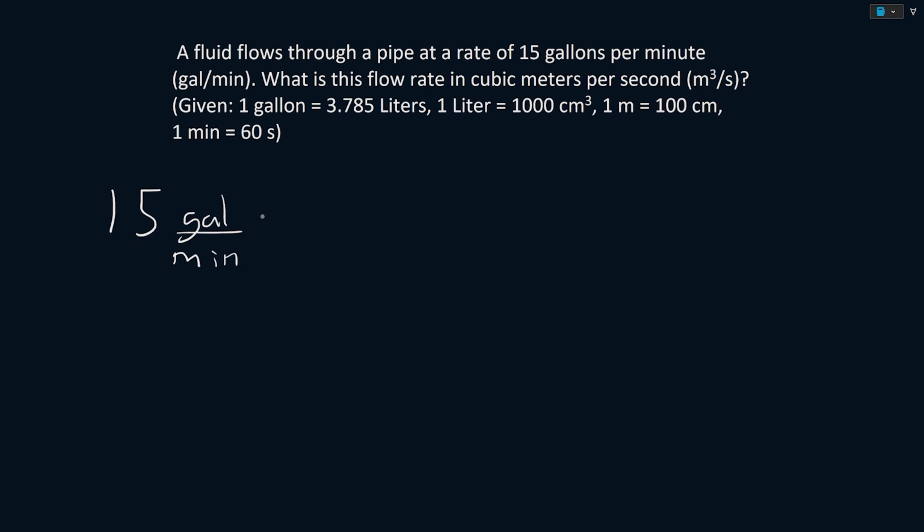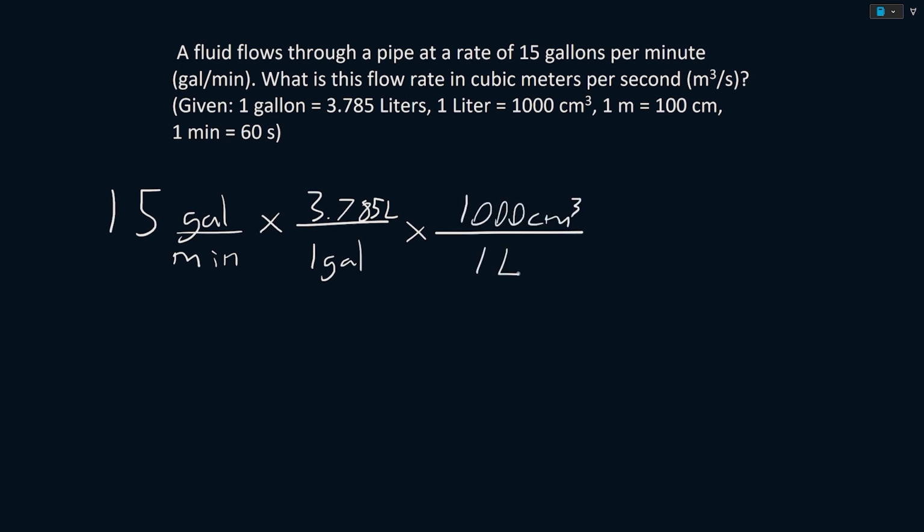Then we convert from gallons to liters by multiplying by 3.785 liters per 1 gallon. Next, we can convert from liters to cubic centimeters by multiplying by 1,000 centimeters cubed per 1 liter.